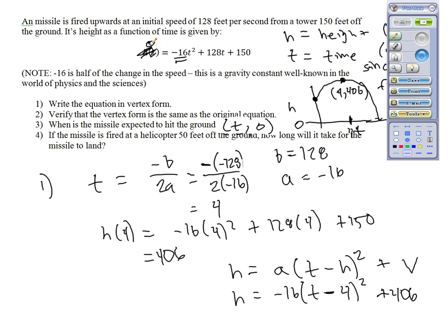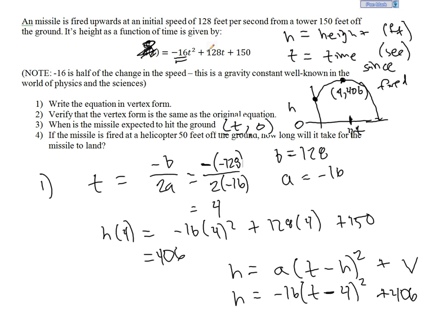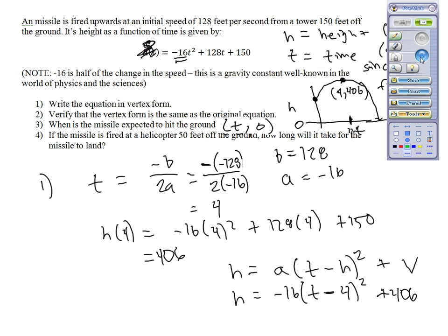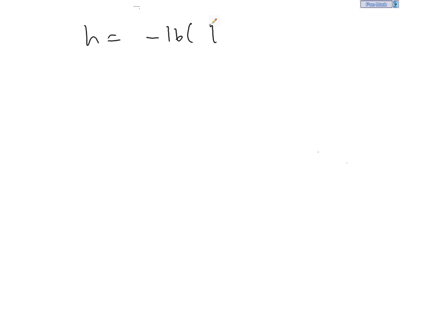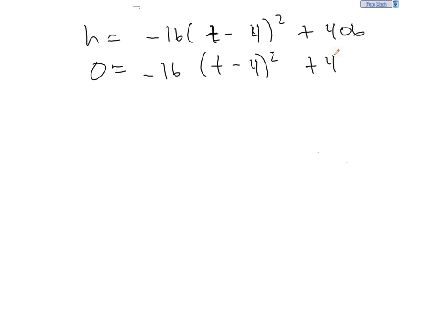Well, we described earlier that putting in 0 and solving for t does not work because we can't combine like terms here. We have two t's floating around. One's t squared, one is t. But the advantage of the vertex form, h equals negative 16 times t minus 4 squared, plus 406, is that I only have one t in this equation. So if I could figure out how to isolate the t, then I'd be in good shape. In other words, I want to know when h is 0, and I want to solve for t.